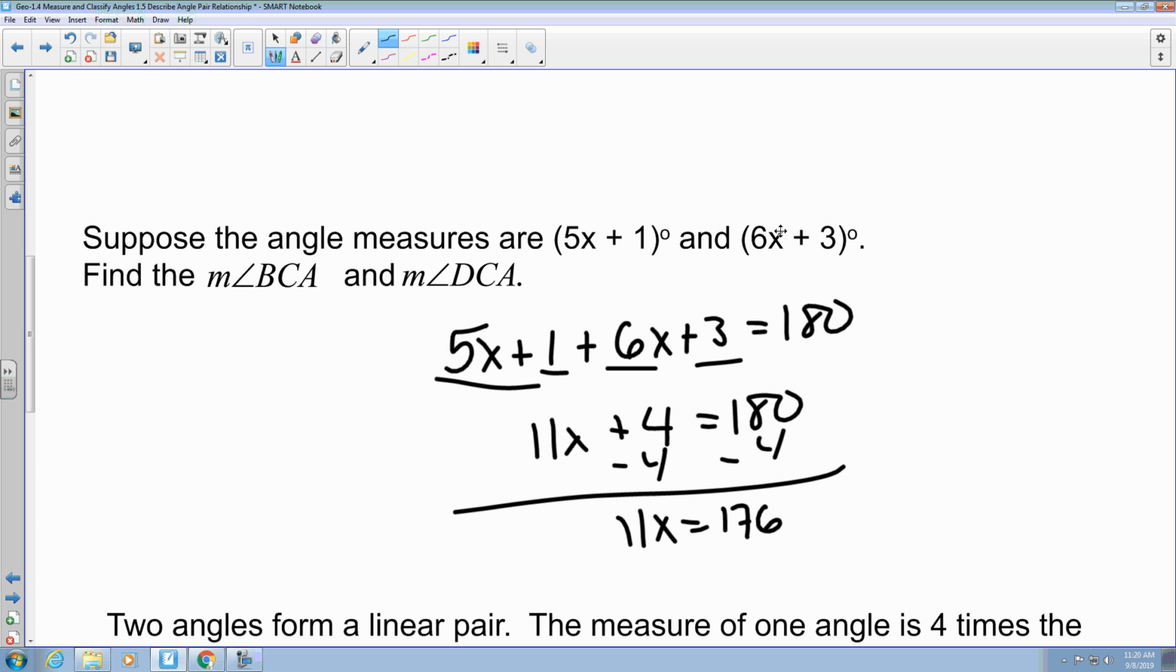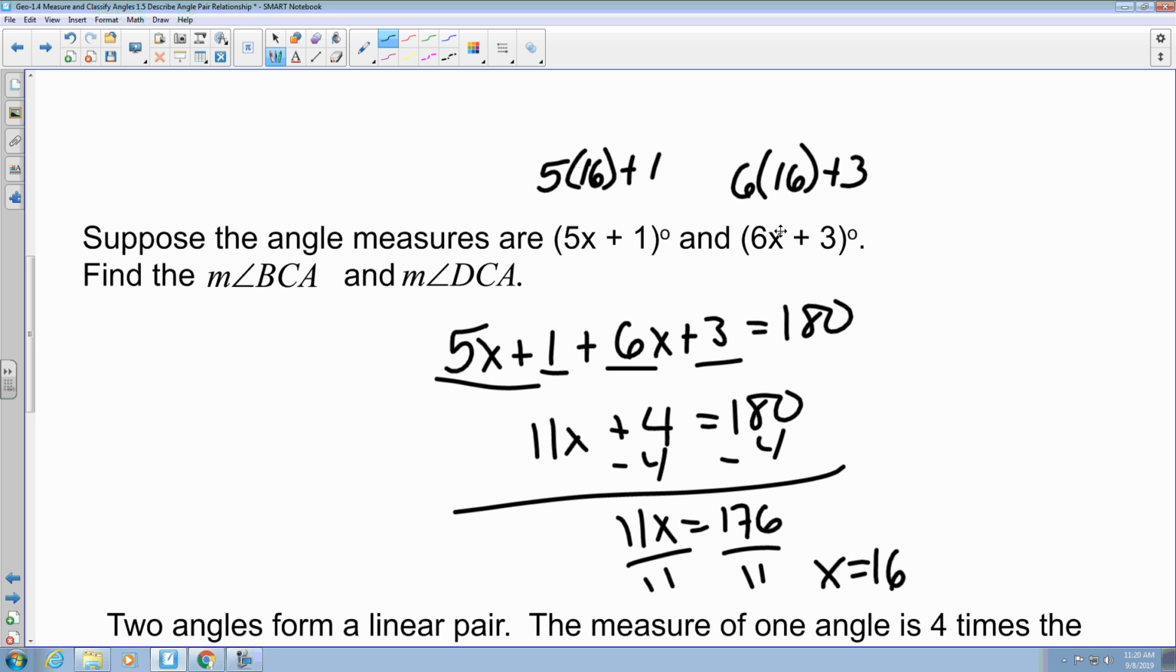And if I divide that by 11, I get x equals 16. So we found x. Now we have to find the angle measures. So here I can say that this is 5 times 16 plus 1, and over here this is 6 times 16 plus 3. So looking at the first one, I got 5 times 16 equals 80 plus 1, which is 81. So this is 81 degrees.